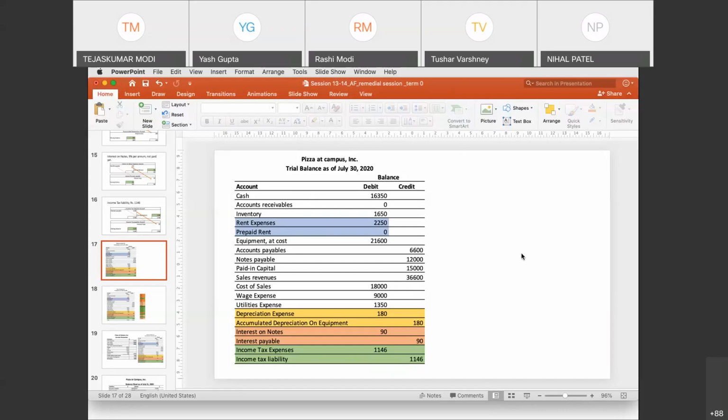Rashi. Yes, Rashi Jain, sir. Okay, so Rashi, tell me, what is equipment at cost? What does it mean? We have discussed this in the last class. Sir, it is our fixed asset and it is recorded at cost, means at the purchase price plus the installation charges and everything, but the depreciation has not been charged on the asset account. For that we have created another account. We have not adjusted it there. Wonderful, wonderful. Thank you so much, beta. So equipment at cost is 21,600.